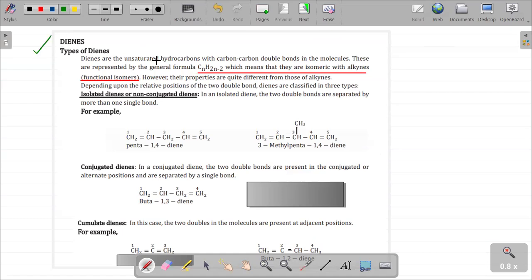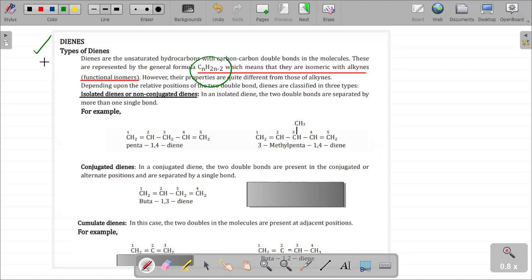So dienes are the unsaturated hydrocarbons with a carbon-carbon double bond in the molecule. These are represented by a general formula that is CnH2n minus 2, which means that they are isomeric with the alkynes. Alkynes are the other class of organic compound, just like alkenes and alkanes. However, their properties are quite different from those of alkynes, just their formulas are similar.